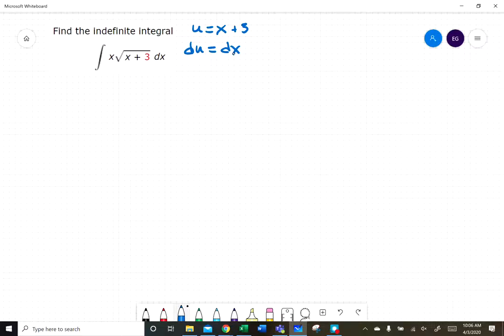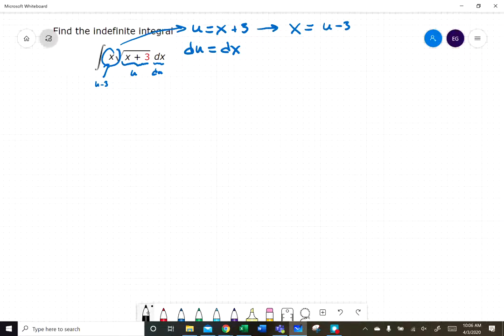All right, so let's substitute this in. We have an x plus 3, that becomes our u, and our dx becomes our du. Now, what about this guy right here? What about the x? Well, we could go back up here to this original choice of our substitution. If u is equal to x plus 3, then we could solve for x. So subtract 3 from both sides, and that tells us that x is equal to u minus 3. Okay, so that means this x right here will become a u minus 3.